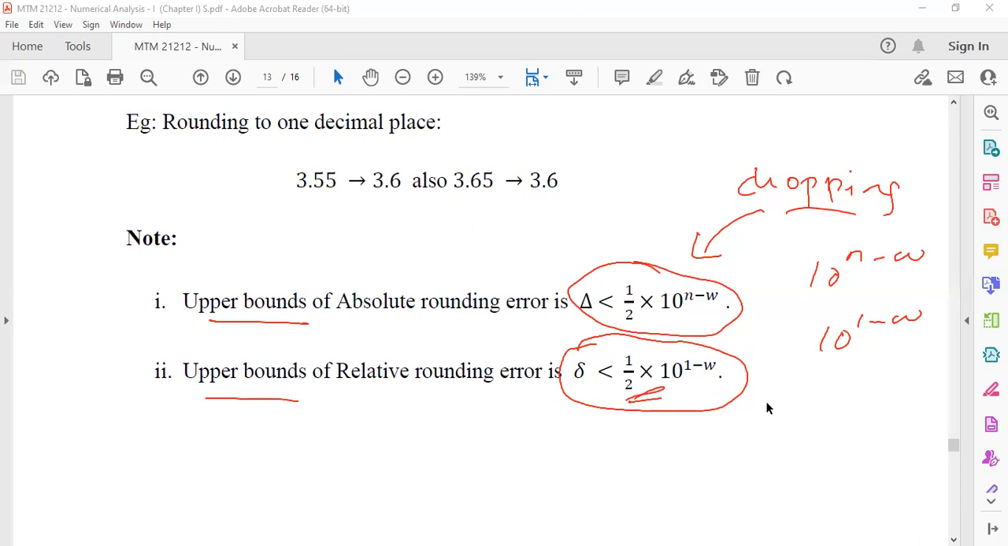Okay, anyway, this is obvious, isn't it? This is a half time of this one. So this is very easy for you to remember. Chopping error's upper bound will be half times the rounding error. Even the absolute error and the relative error, both are half time of this one. So we don't need to do the example here because everything's the same, but we can do that, okay?